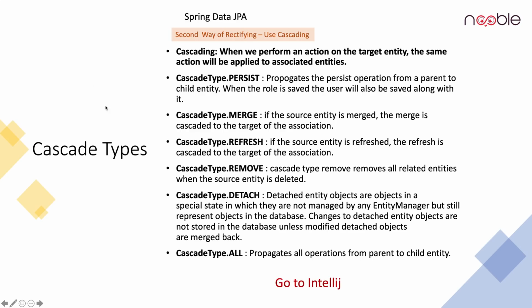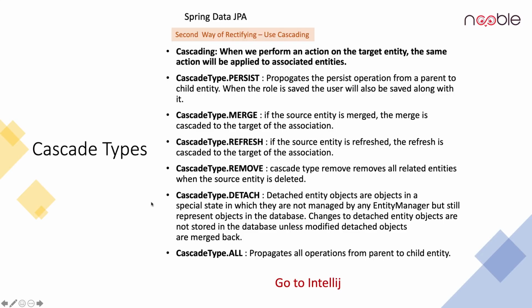Now the second way of rectifying things is using cascading. Cascading, when we perform an action on the target entity, the same action will be applied to the associated entities. We are having many types: persist, merge, refresh, remove, and detach. I have given the definitions here, but now we are going to deal with persist and all. I'll show you the demonstration of persist and CascadeType.ALL.